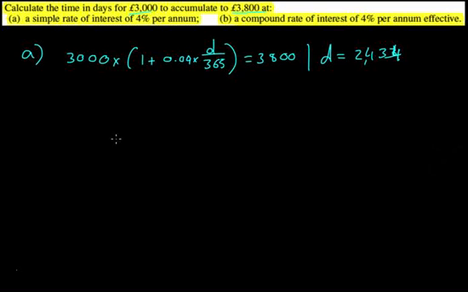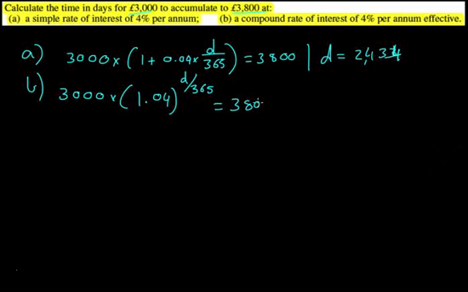So now let's have a quick look at part B. Part B says a compound rate of interest of 4% per annum effectively. So that seems pretty okay. It'll be 1 plus the interest rate, so 1.04. We're compounding it some number of days out of 365, and it's going to turn into 3,800, and it wants to know what D is going to be equal to.